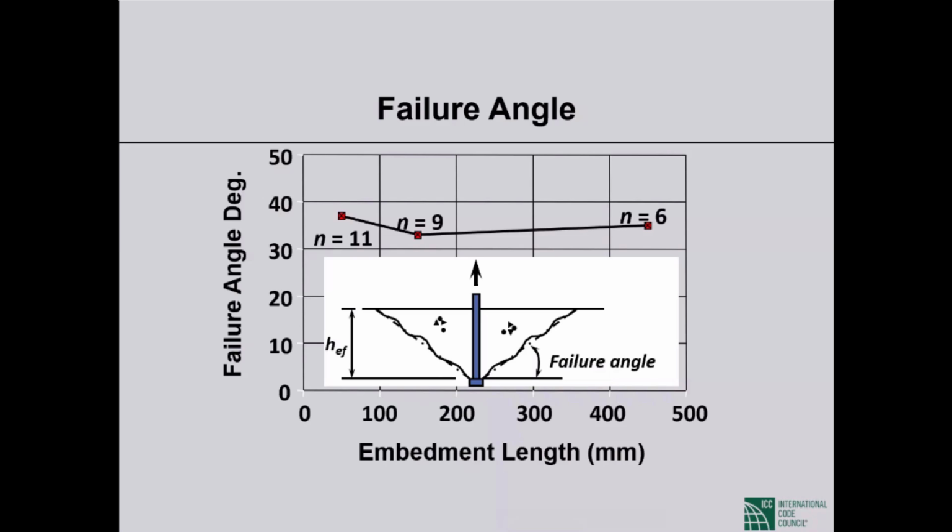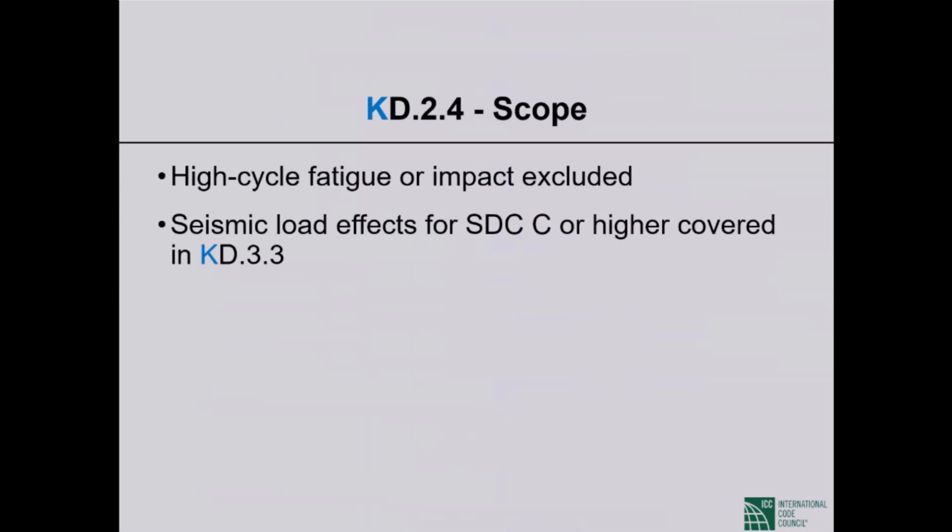The 35-degree angle is based on quite a bit of testing at the University of Stuttgart, where they tested anchors with varying parameters and varying effective depths under tension load, and you see the test results presented here. Okay, so the failure angle is definitely nowhere near 45 degrees. 35 degrees was felt to be a much better representation of the test results. So this is where the 35-degree failure angle came from.